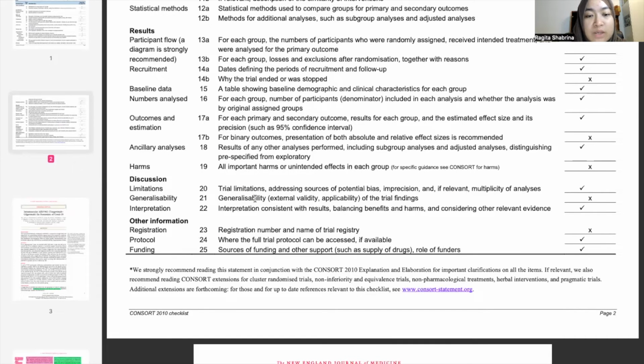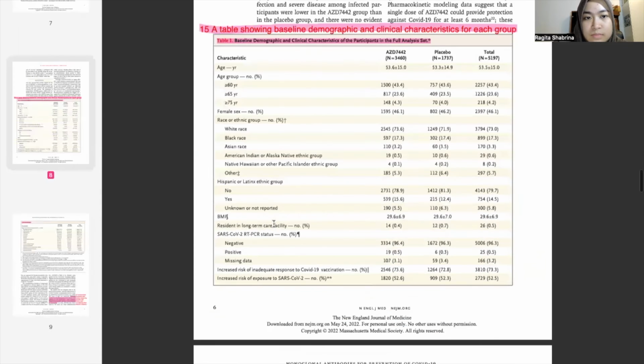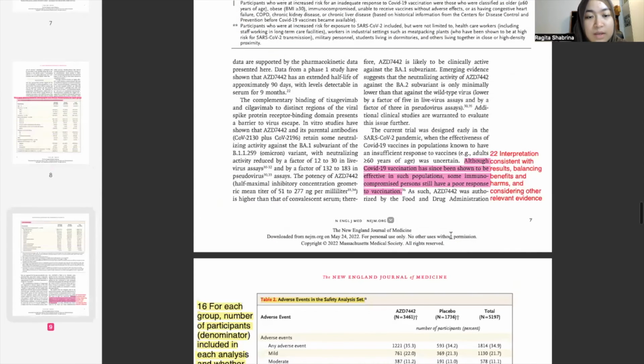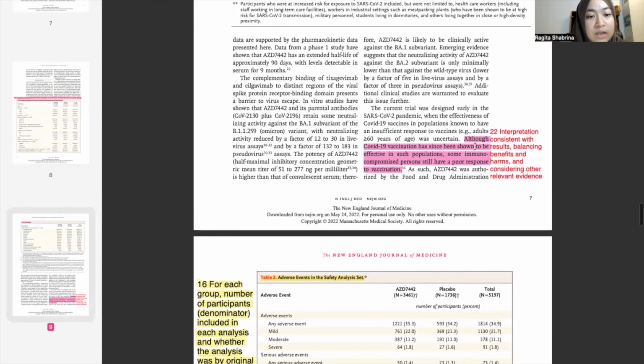For 21, there is no checklist in this article, so we move to 22. It is interpretation consistent with results, balancing benefits and harms, and considering other relevant evidence. So this is for number 22. It is the interpretation, highlighted in pink.